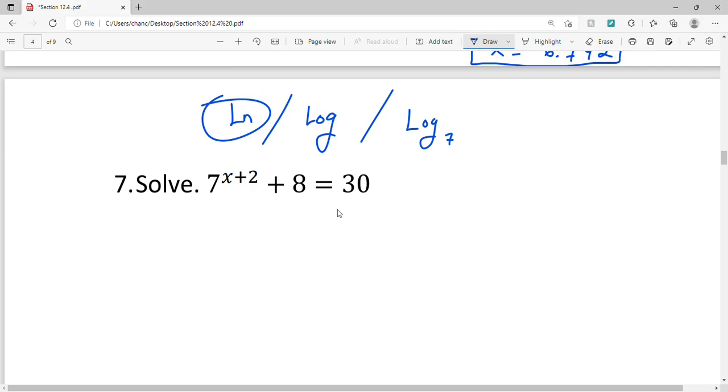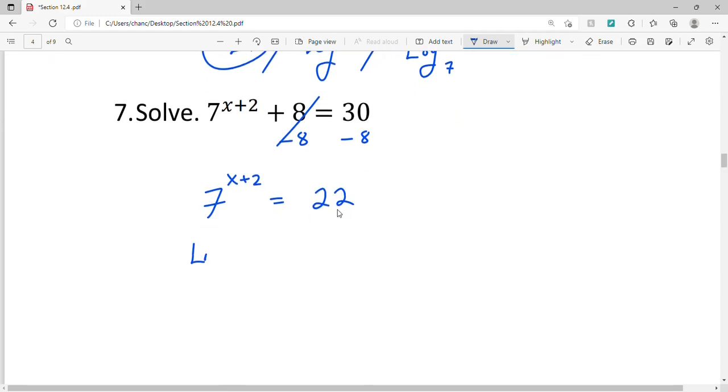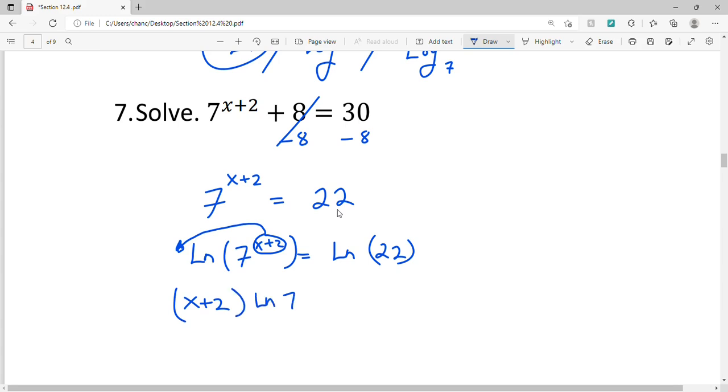Let's start by subtracting the 8 to both sides. This is 7 raised to the x plus 2 is equal to 30 minus 8 gives me 22. I'll take the natural log of both sides. We'll put a parenthesis so the reader knows what's going on. And the x plus 2 here gets to go into the front because of the power rule. We have x plus 2 times the natural log of 7 is equal to the natural log of 22.